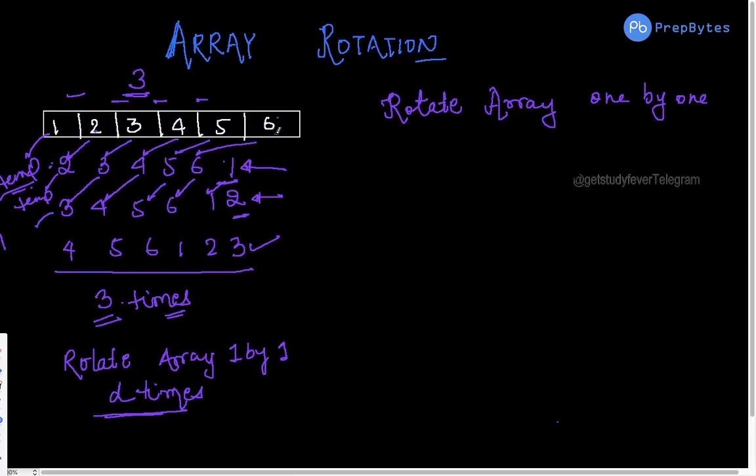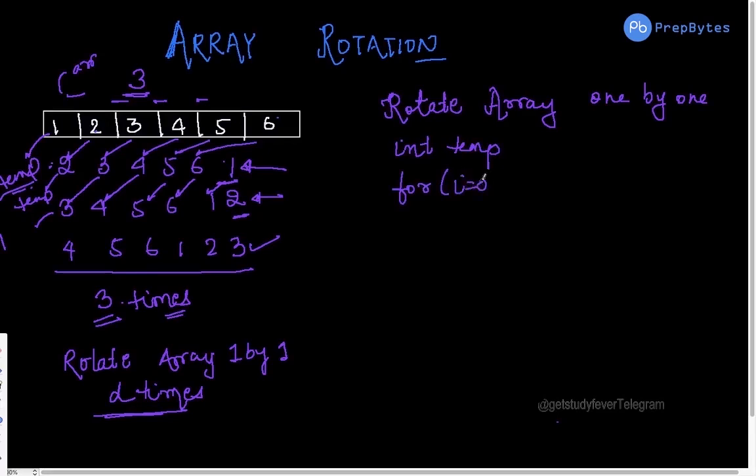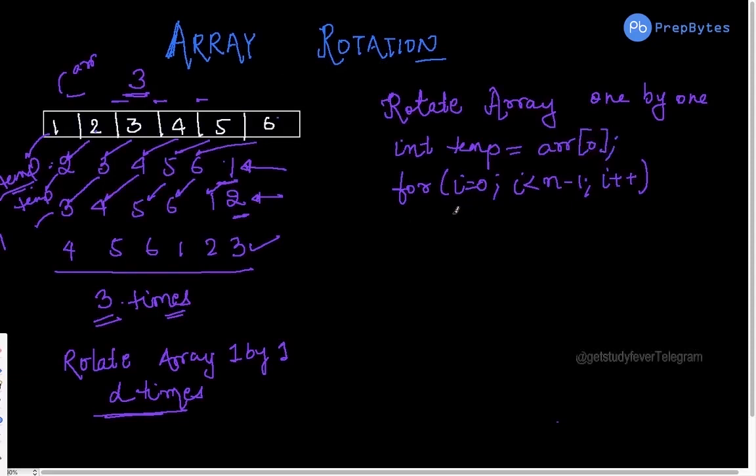So the very first thing, let's say we have to rotate the array by 1. How will we do that? So we will have a temp variable. Let's say this array is arr. So what I'll do is we'll have for i equal to 0, i less than n minus 1, i plus plus. I'll shift all the elements to the left by 1 position, and even before I do that, I'll store the first element in the temp variable, and then we'll do the shifting. How will we do the shifting? arr of i is equal to arr of i plus 1.